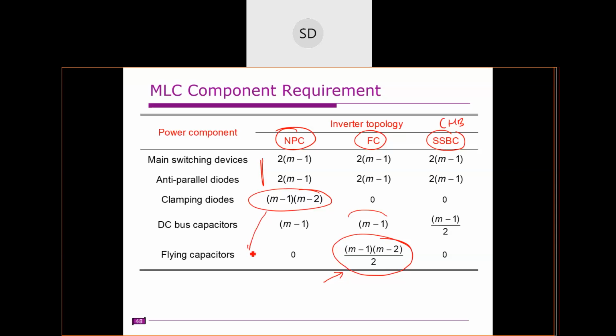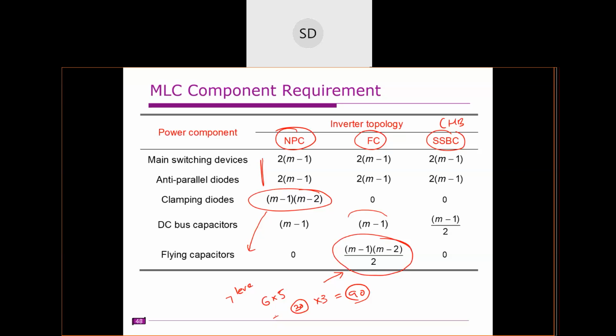For example, if you are increasing it to 7 level, how many do you require? 6 into 5, which is roughly around 30. This is only for one phase. In case of 3 phase, you require 90 diodes. So these are the drawbacks of the conventional multi-level inverter.